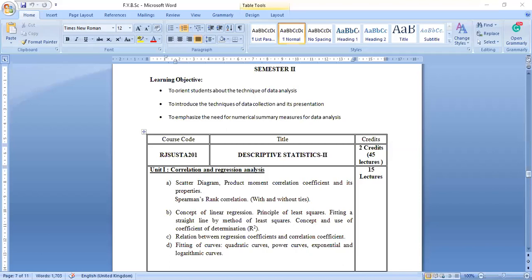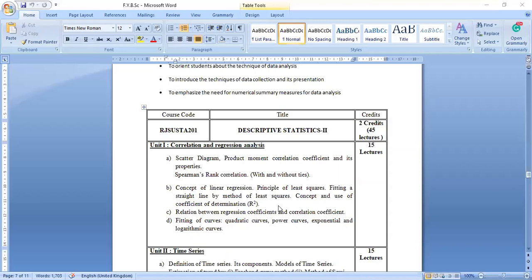Am I audible to all or not? Sir, your voice is breaking a lot. Voice is breaking, sir. Now it is audible. Yes, sir. It is still breaking, sir. Okay, now it is audible.